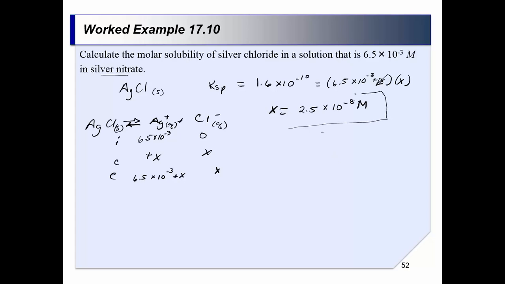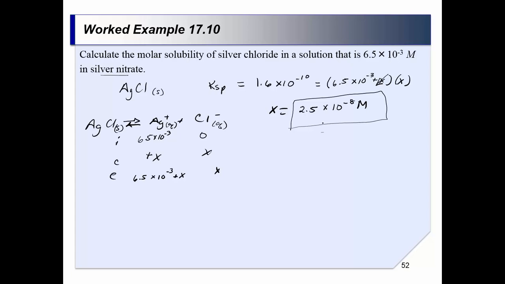We were not asked to find the solubility, but the molar solubility. So we need to have a mole in it. So the molar solubility of silver chloride in a solution that is 6.5 times 10 to the negative third moles of silver nitrate is 2.5 times 10 to the negative 8.